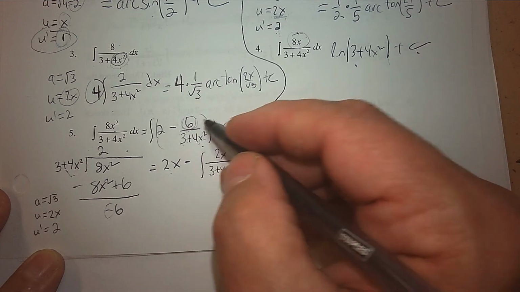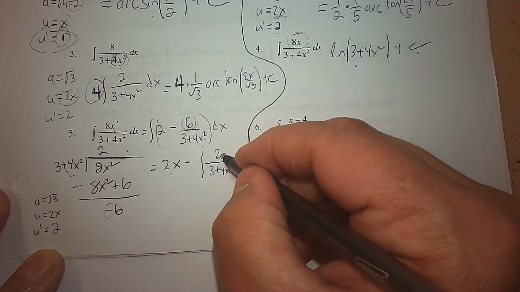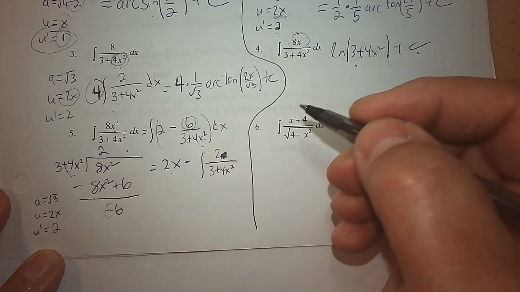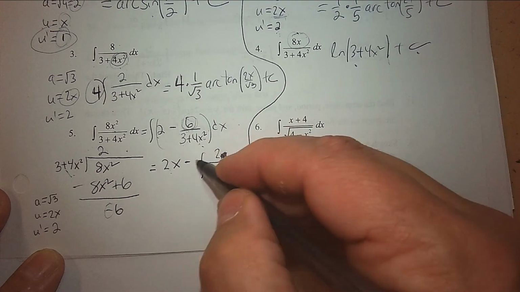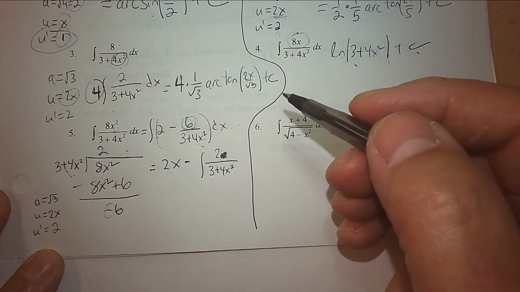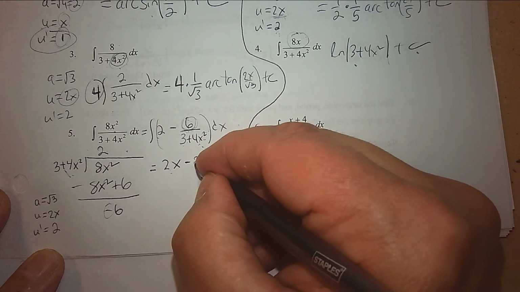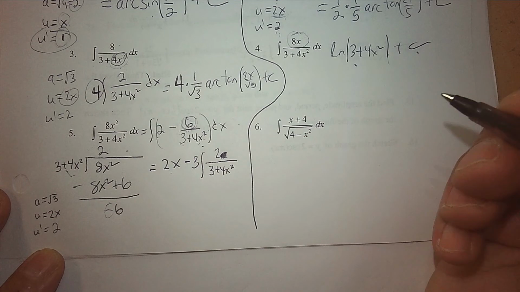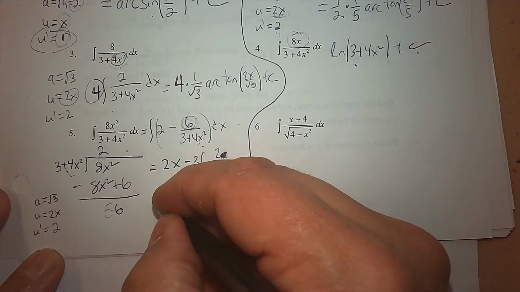Sorry, not 2x, what I want in the numerator is 2. What was there was 6. What number in front would make it equivalent? Good, because 3 times 2 means it's still the same, right? Okay, now we're ready to integrate.